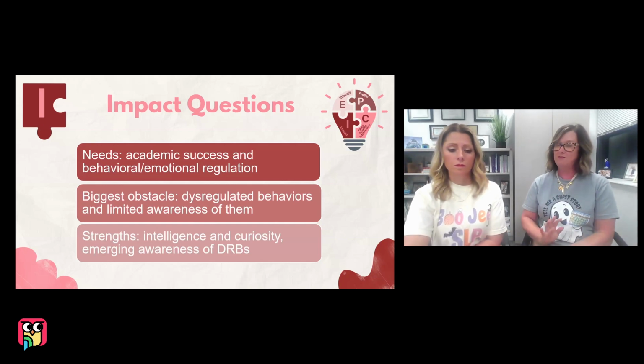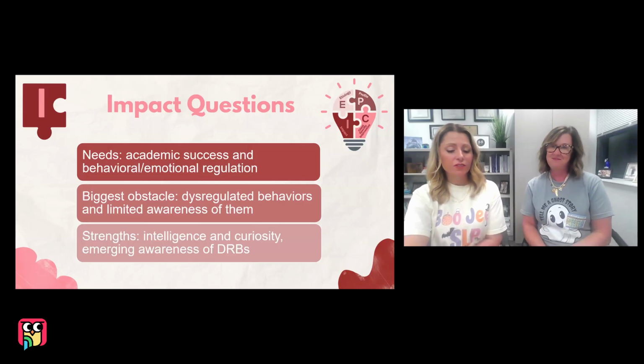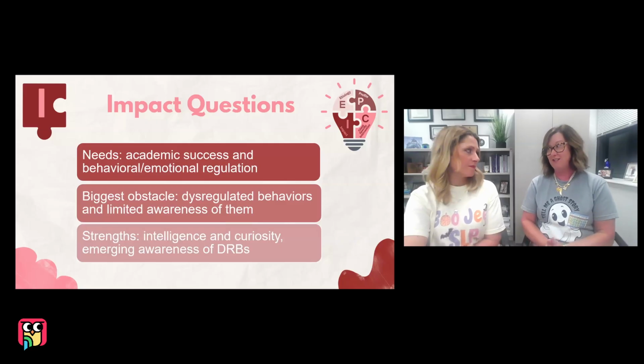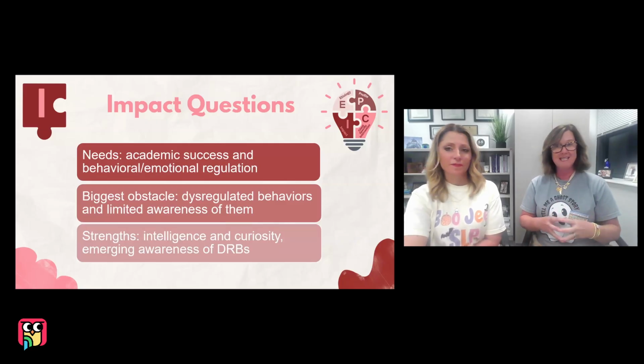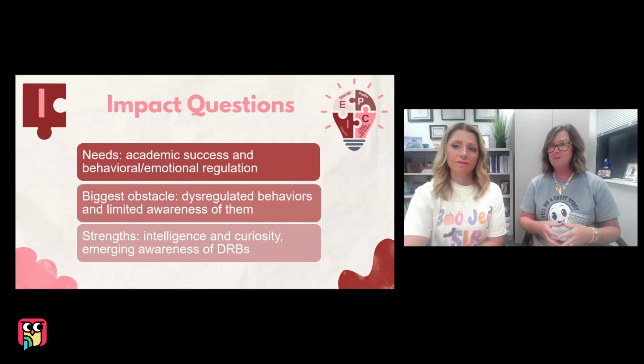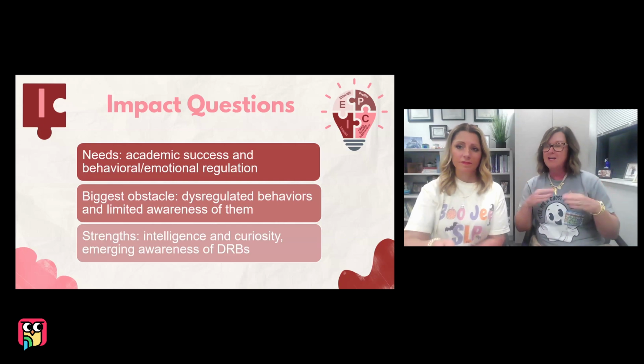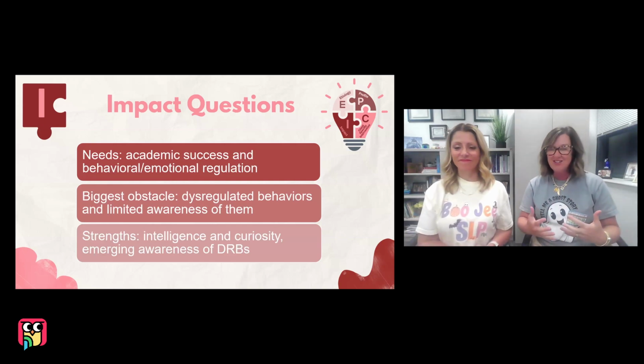But that is very, very limited at this point. And what current characteristics are strengths to build on? He's smart. He has a curious mind. He really loves hands-on activities. And I would say he has some emergence of awareness of his dysregulated behaviors. And he is very, very socially motivated. He does not get much of a chance to do social activities because of his behavior. He doesn't earn social interaction.